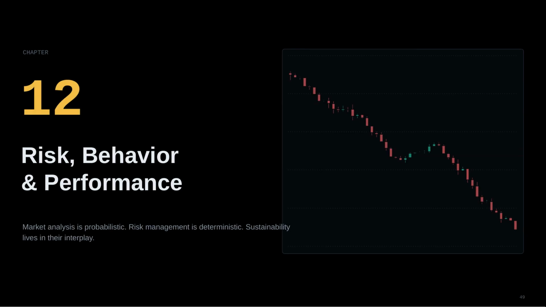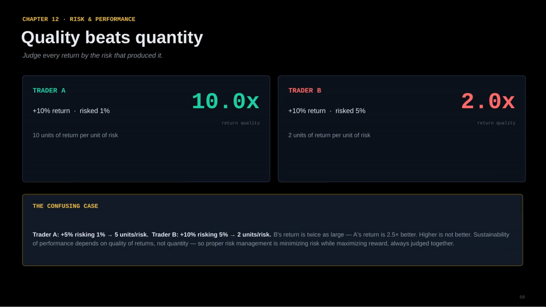Chapter 12. You cannot control whether a trade wins. You can control exactly how much it can lose. Market analysis is probabilistic. Risk management is deterministic, and neither survives without the other. Two traders each make 10% on a trade. Trader A risked 1% of capital. Trader B risked 5. Same quantity of return, but A extracted 10 units of return per unit of risk against B's 2. A's return is 5 times higher quality.